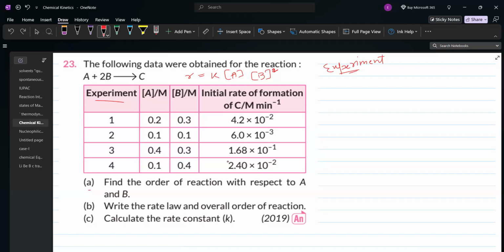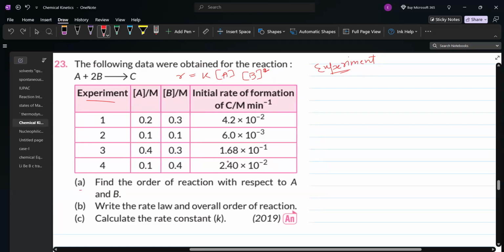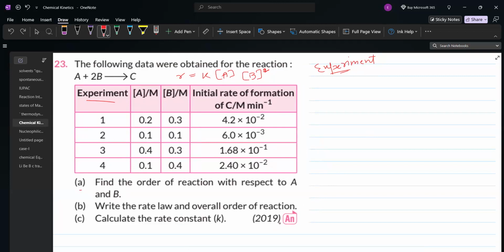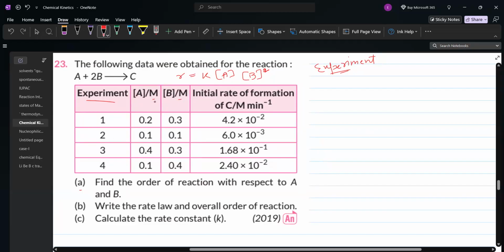So let's try to solve this. This question has already come in 2019. What is given is the concentration of A. This is the column of concentration of A. This is the column of concentration of B. The molarity is given. So concentration is calculated in molarity, right?